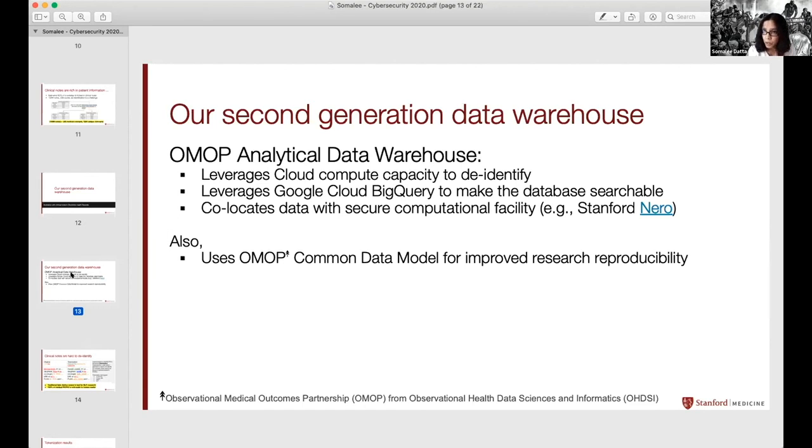So we have a huge amount of data. We leverage the cloud compute capacity to de-identify, and we also use Google Cloud BigQuery to make the final database searchable. The final thing we do is co-locate the data with a secure computational facility, which at Stanford is a system called the Stanford Nero Research Computing System. It's maintained by University IT.